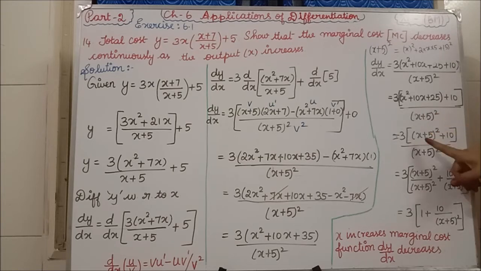Now see, I have made x square plus 10x plus 25 into x plus 5 the whole square. Then the remaining 10 I am writing as such, divided by x plus 5 the whole square. Clear? x plus 5 the whole square by x plus 5 the whole square plus 10 divided by x plus 5 the whole square, because this denominator is for this term as well as for this term. Now x plus 5 the whole square and x plus 5 the whole square both get cancelled, so we get 1 plus 10 divided by x plus 5 the whole square.